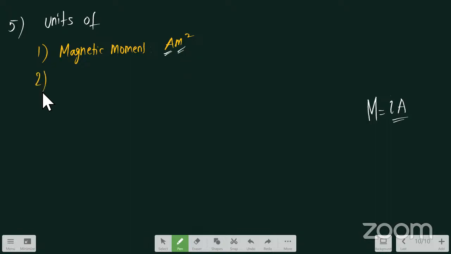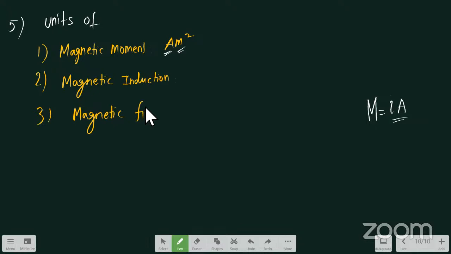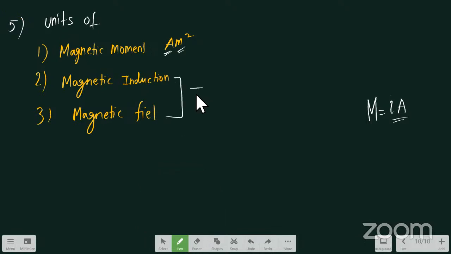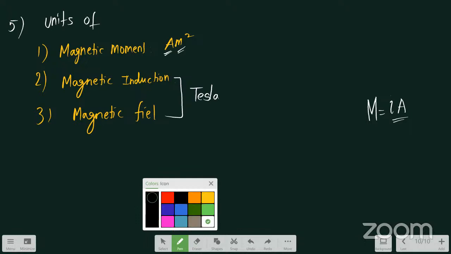Let us move on to the next question. The unit for magnetic induction. And the next question is the unit for magnetic field. For both these questions, the unit will be Tesla. For both these questions, what will be the unit? The unit will be Tesla. Let us move on to the next important question from this chapter. What is the sixth one?